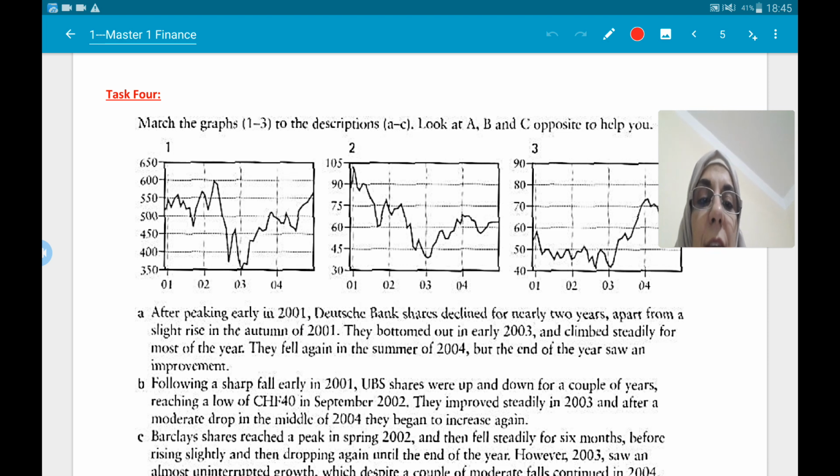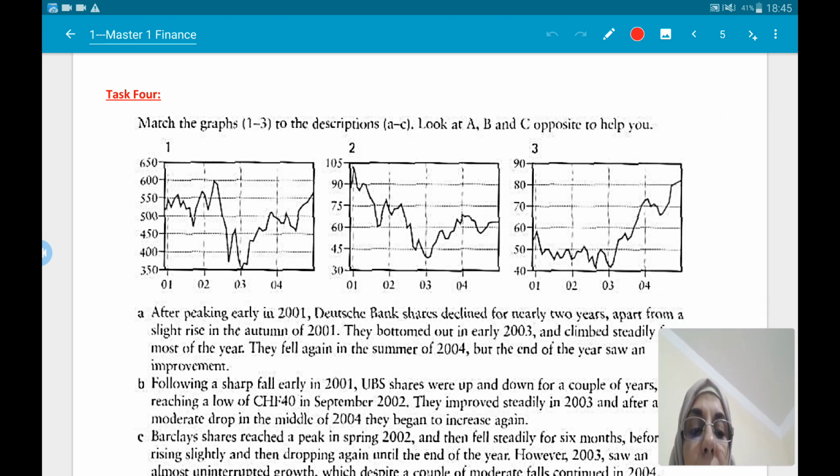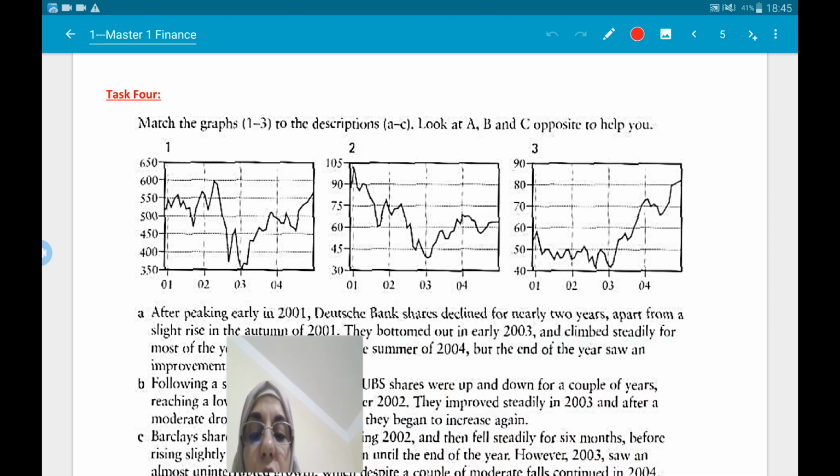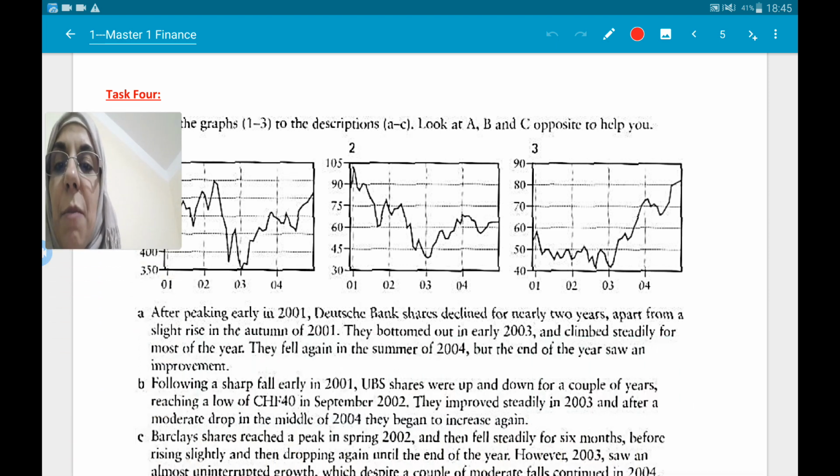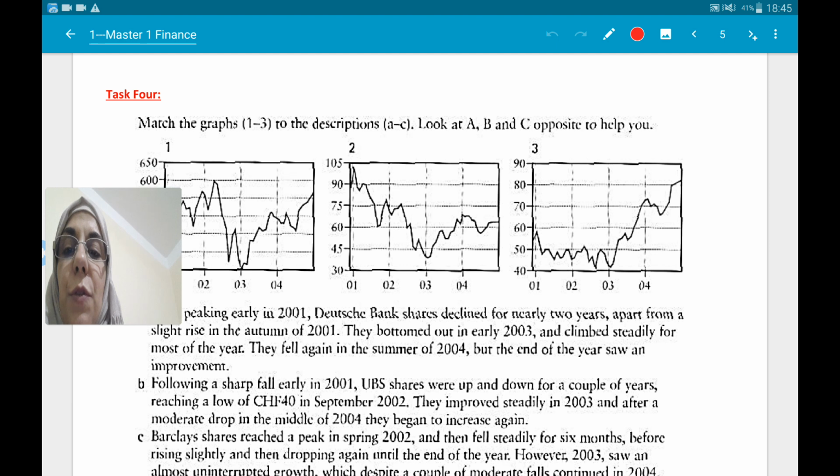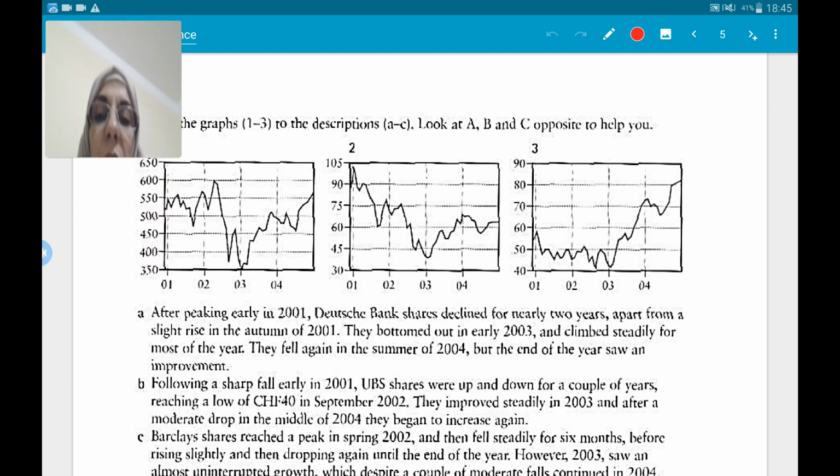Let's move to the following exercise. I might change the position of my, well, you've got the graphs. One, this is one, okay? One, 2, and 3. You have to match the graphs 1, 2, 3 to the descriptions A, B, and C. Look at A, B, and C opposite to help you.